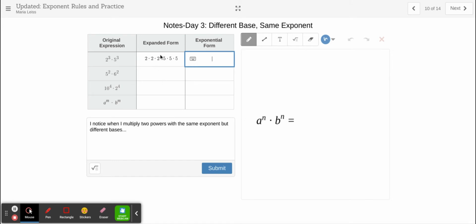If you notice, there's the same number of 2's as there are 5's. I can group one 2 with one 5, and I can do that. If I do that one time, that takes off the first 2 and the first 5. I can do that 2 more times.